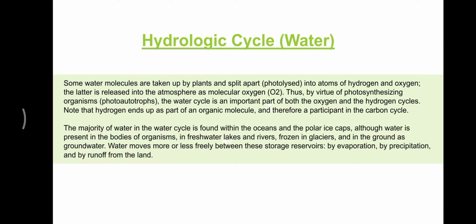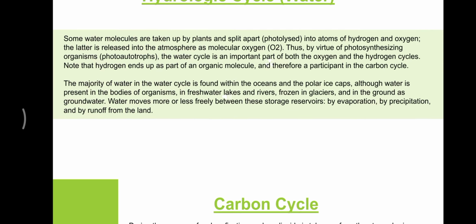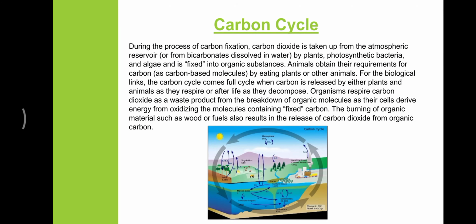Now we have the carbon cycle. As we all know, carbon is required for the building of all organic compounds. Carbon in the form of carbon dioxide is obtained from the atmosphere and transformed into a usable organic form by organisms. The reservoirs for the carbon cycle are the atmosphere, where carbon dioxide exists as a free gas.